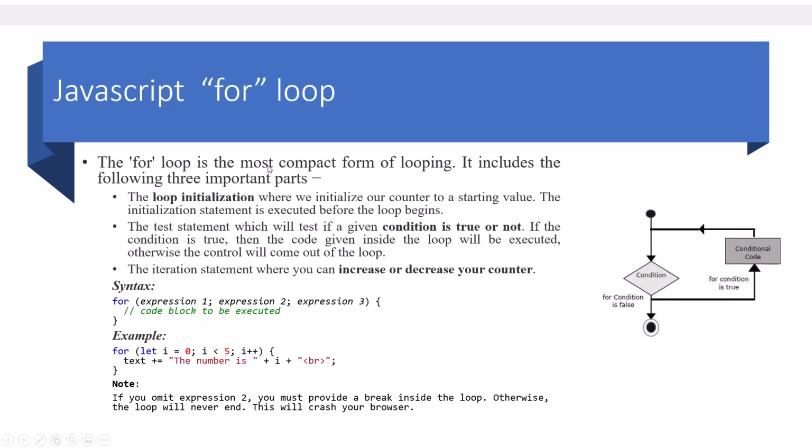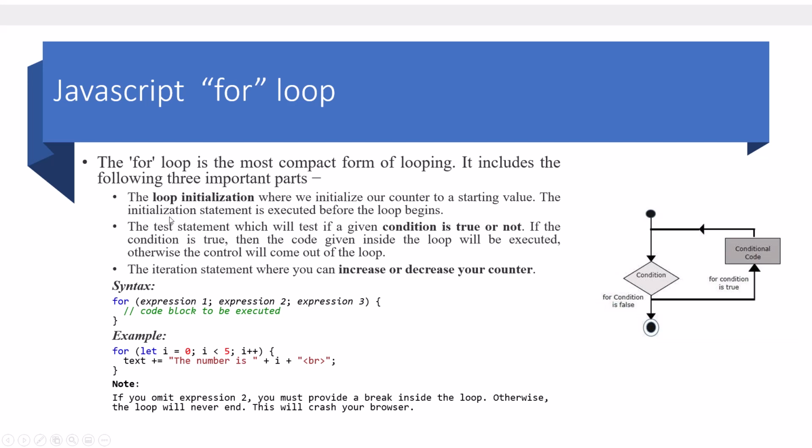The for loop is the most compact form of looping, and it's the most widely used loop in coding. It includes the following three important parts. First, we'll see the syntax. For is a keyword we use for the loop, and in the brackets we use three expressions: expression 1, 2, and 3. We'll check what these expressions are, and after that, in the curly braces, we write the code block to be executed when the condition is true.